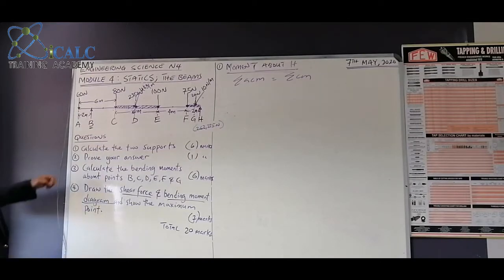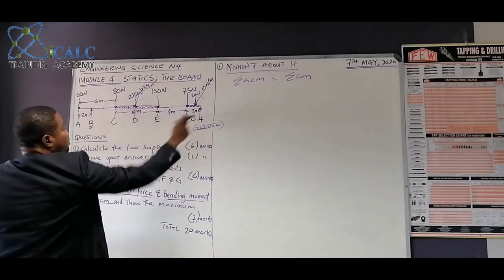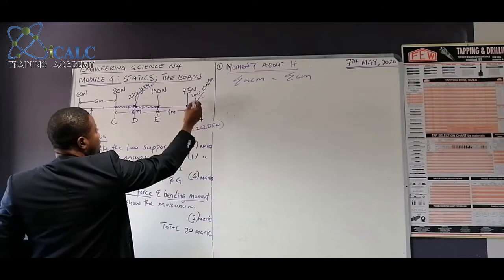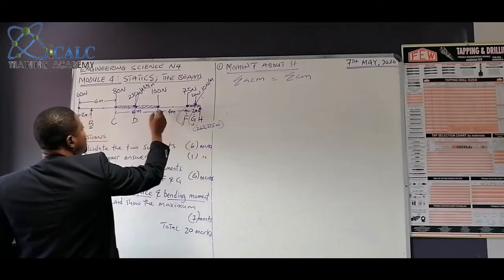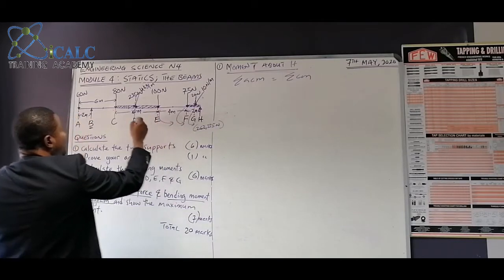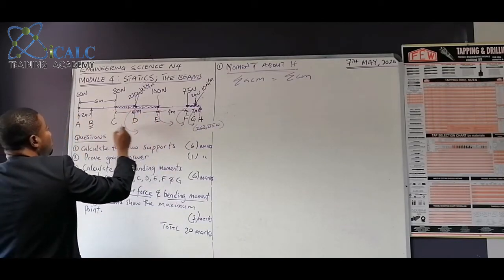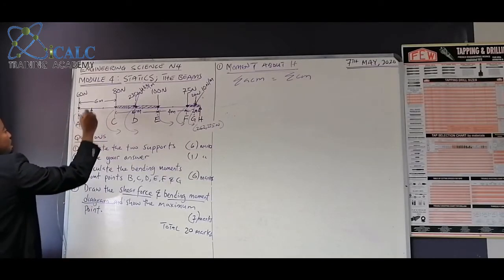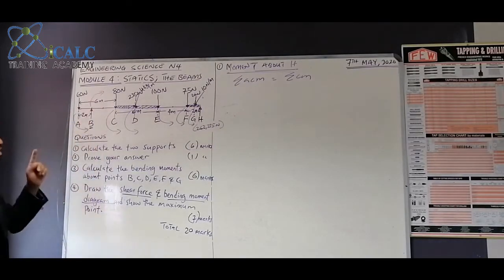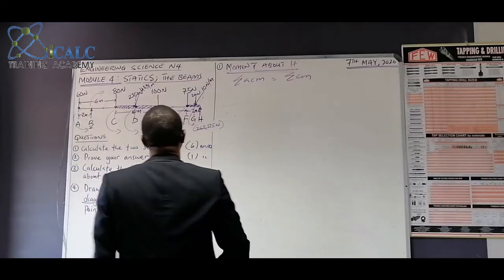Okay, and then we say this is where we are concentrating on. The 20 part will be anti, the 75 will be anti, the 100 will be anti, the 235 will be anti, 80 will be anti, 60 will be anti. It's only B that is going to be clockwise.